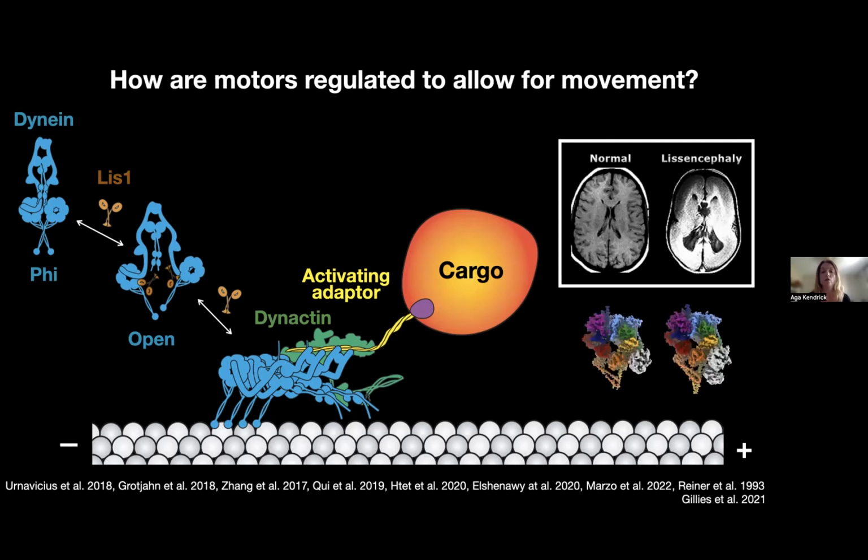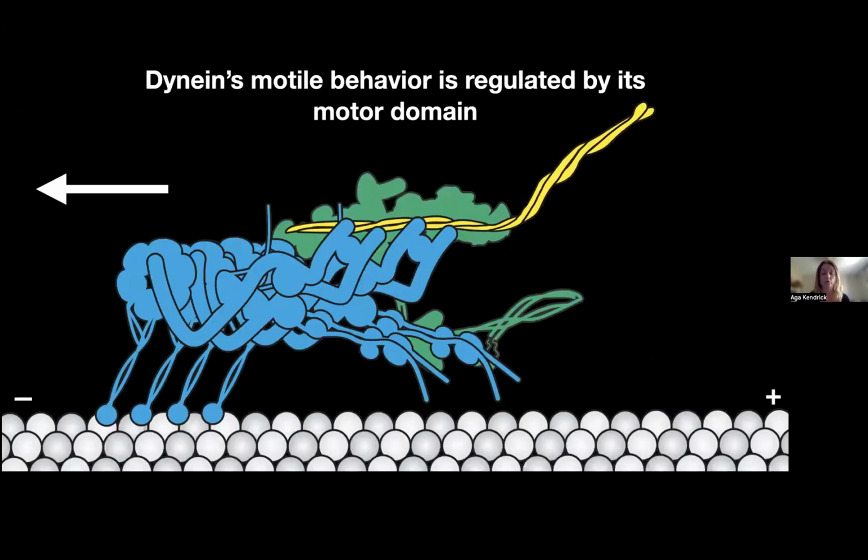LIS1 is also the only dynein regulator that binds directly to its motor domain, as shown by these structures from our lab. So what do I mean by dynein motor domain? In order for dynein to move on microtubules, there has to be ATP hydrolysis that takes place in dynein's motor domain, as highlighted here in color.